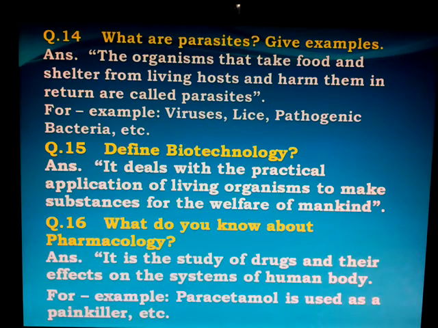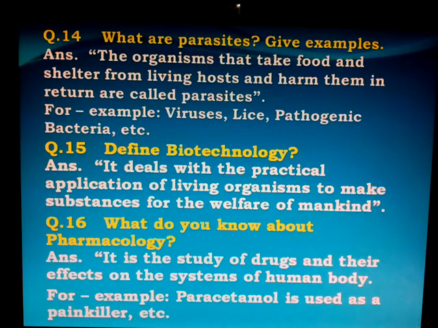Question number 14. What are parasites? Give examples. The organisms that take food and shelter from living hosts. It means that one living thing gets benefit from another living organism. But when they take benefits, they only harm the body. They don't give any benefit to the host body. So the organisms that take food and shelter from living hosts and harm them in return are called parasites. Virus, lice, pathogenic bacteria, mosquito, they only harm the body. They take blood, but they don't give anything in return.